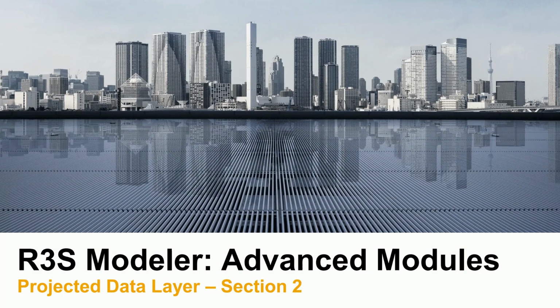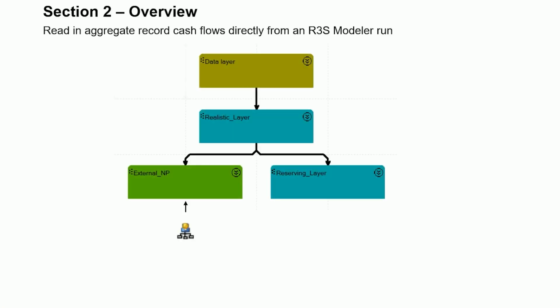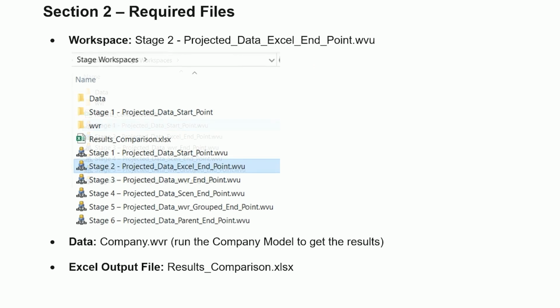Section 2.0. In this section, we will show you how to read external cash flows into a model from an R3S Modeler Results workspace. For this exercise, the term cash flows from the company model in the Life Foundation course will be used. This is to show there are no changes in results when feeding the cash flows in. For this section, we will be working in the Stage 2 Projected Data Excel Endpoint workspace. It is saved in the Stage Workspaces folder, and we will be using the result workspace from the original company model.